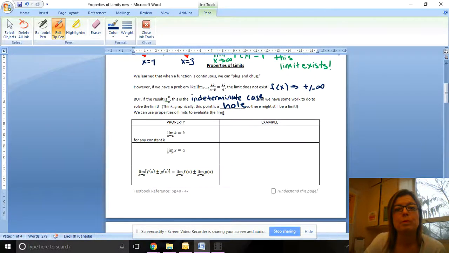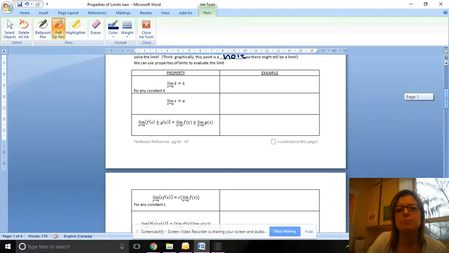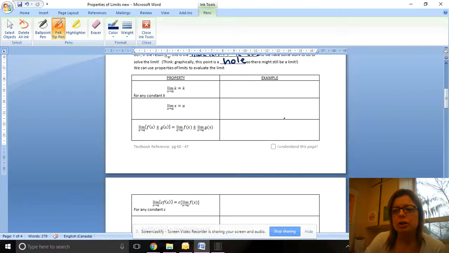So now let's look at some of our properties. So the limit as x approaches a of k is just k for any constant k. Well, think about this. If k is a constant, we're talking about a function like y equals, let's say, 4.